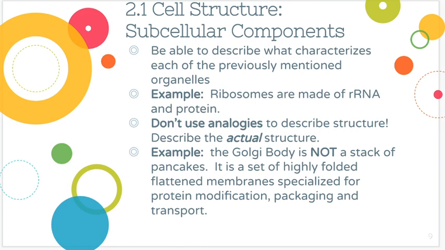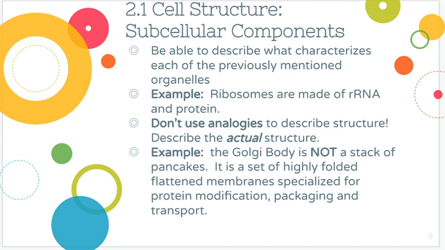So you need to be able to describe what characterizes each of those organelles. So, for example, a ribosome is made of rRNA and protein. Don't use analogies to describe the structure. Okay, describe the actual structure. Remember, it is a college level course. Therefore, the expectation is that you're giving a college level answer.